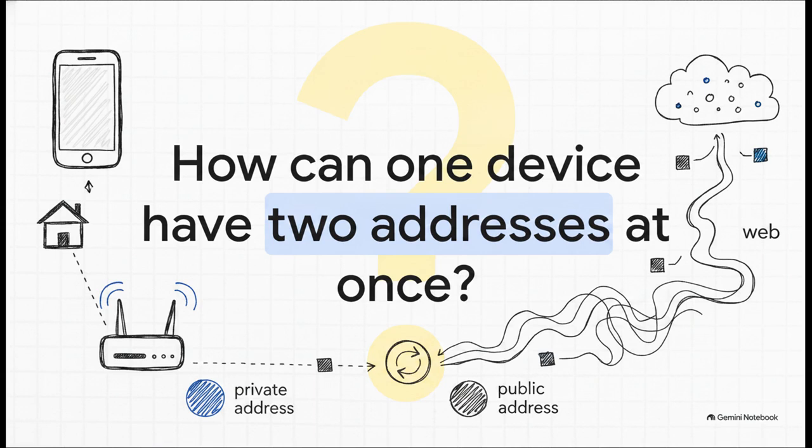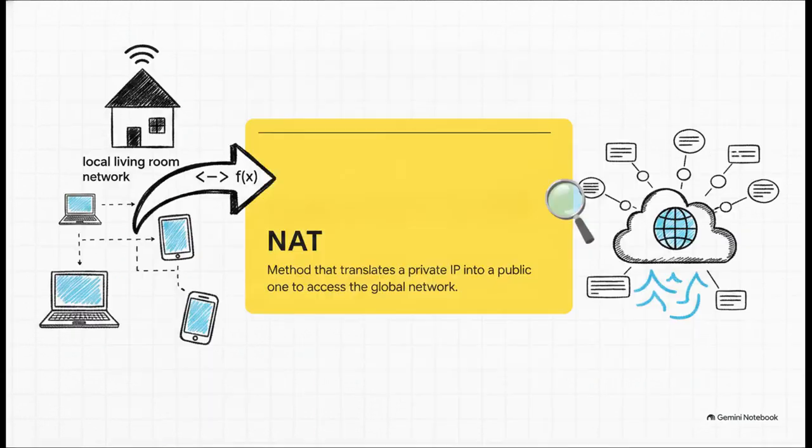Think about it. If your smartphone has a private address of 192.168 on your local router, but uses a public address for the broader web, how do those two different identities actually talk to each other without losing the data somewhere in the ether? The answer is this brilliant piece of technology called NAT, or Network Address Translation.